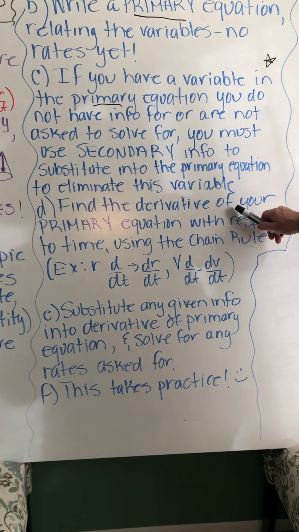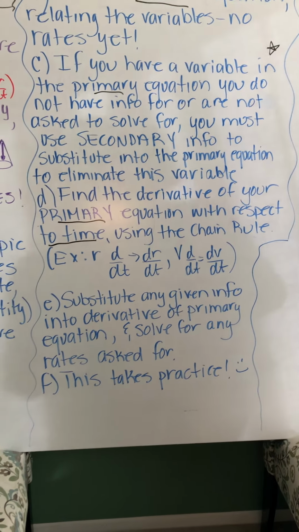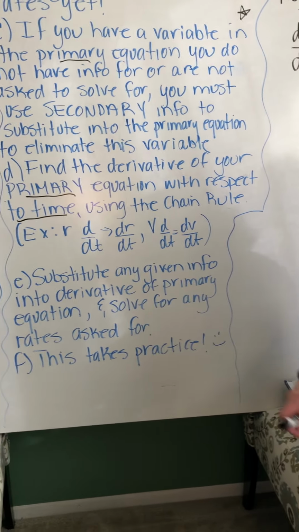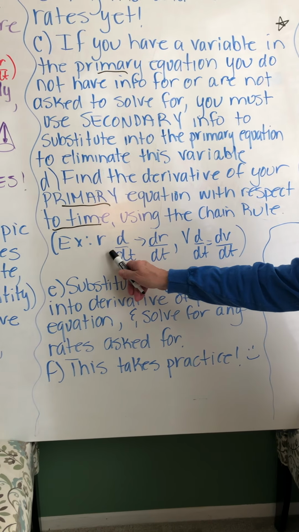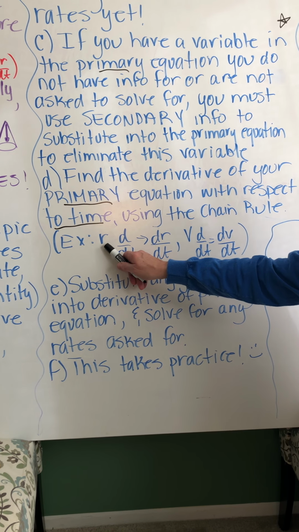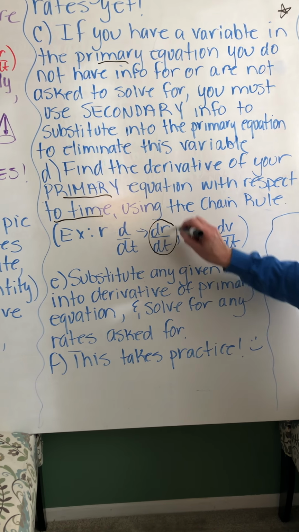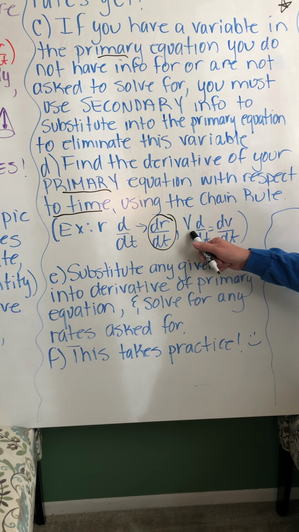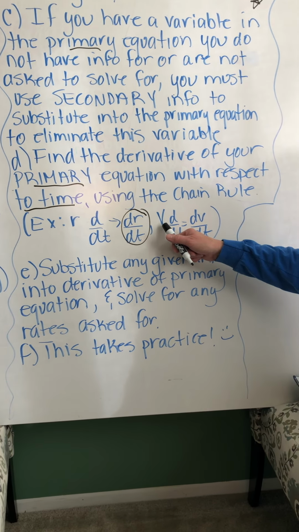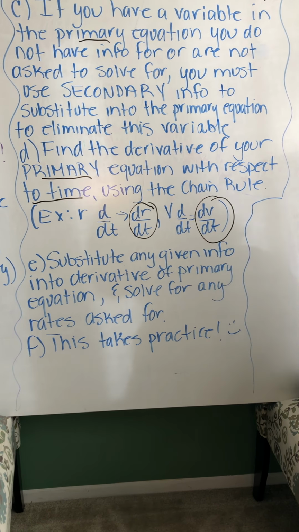D, find the derivative of your primary equation with respect to time using the chain rule. So this is always with respect to time. If you are taking the derivative of R in an equation with respect to time, that would be 1 times the derivative with respect to time. We call that dr dt. If you're taking the derivative of V, of volume, with respect to time, the derivative of V is 1 times the derivative of V, which is dV dt.